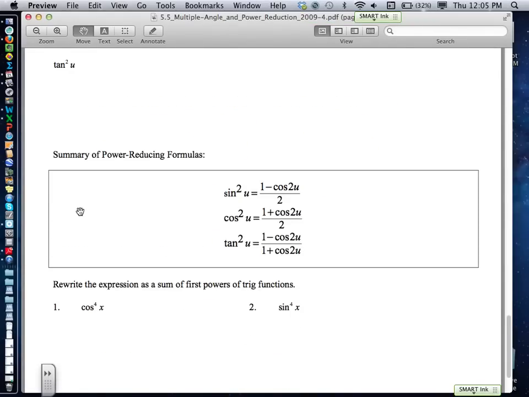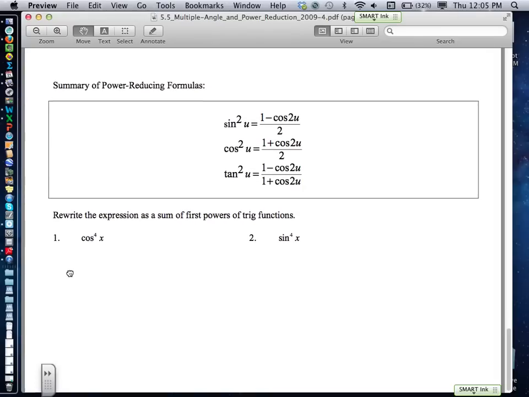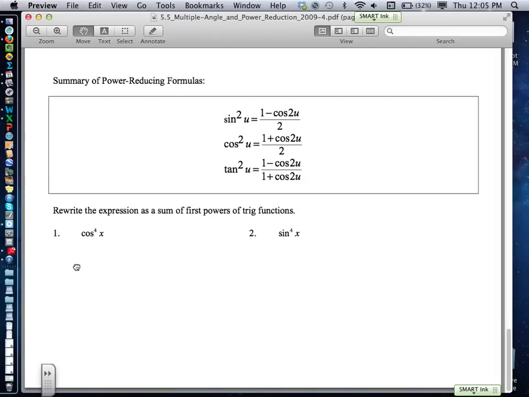So there we have it. There's our 3 new formulas, and these are going to be our formulas for battling the superpowers. Okay? So our first victim here is going to be cosine to the 4th.